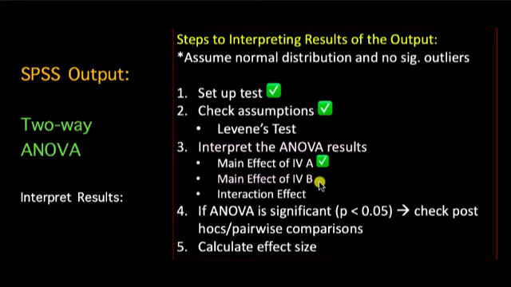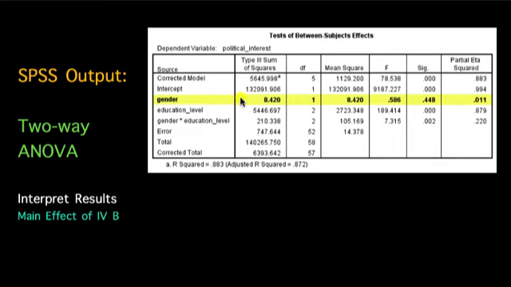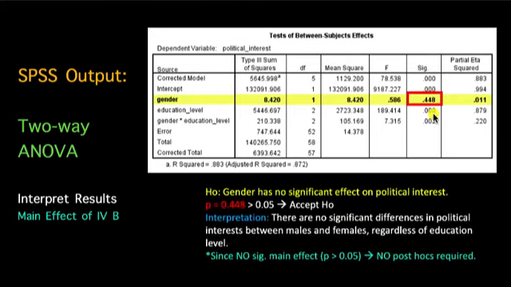Now we need to check the main effect of independent variable B, which is gender. In the same table that we just looked at, we're now focusing on the p-value for gender, which is 0.448, which is greater than 0.05. So we're going to accept the null hypothesis that gender has no significant effect on political interest. Another way you could word this is that there are no significant differences in political interest between males and females regardless of education level.